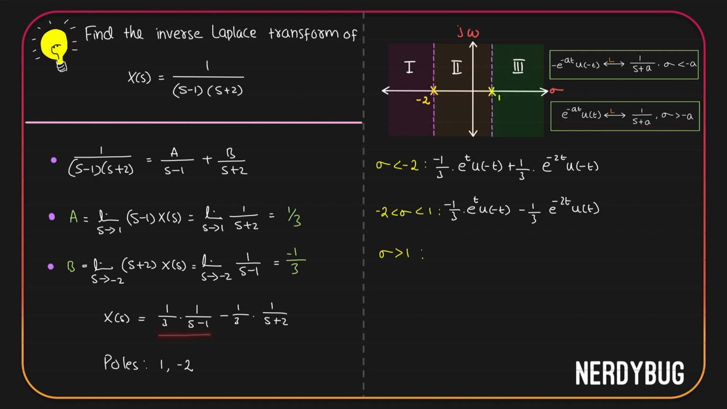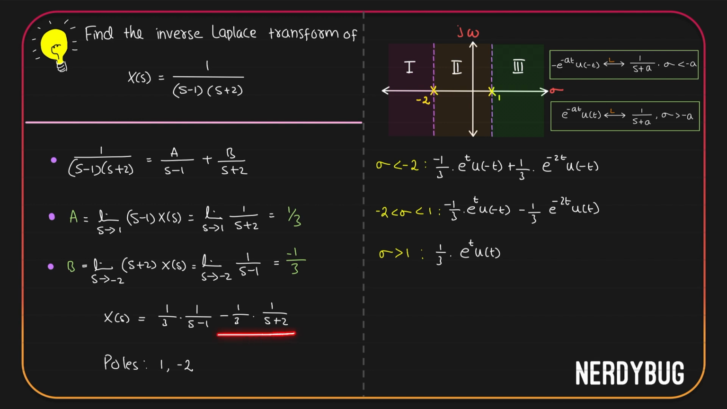The first one is 1 by 3 into 1 by s minus 1. So 1 by 3 into 1 by s minus 1 can be compared with 1 by s plus a. A is equal to minus 1. Substitute it here to get its inverse Laplace transform. E raised to a is minus 1, so plus t u of t.